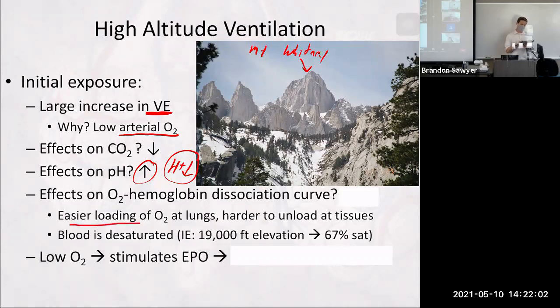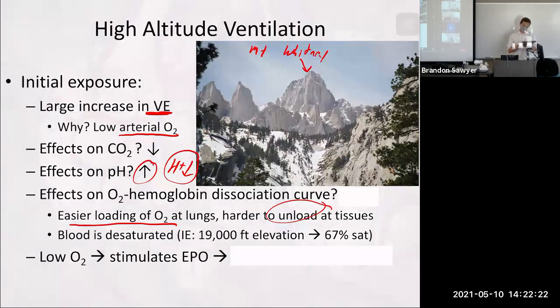Okay, so we get easier loading of oxygen at the lungs. This makes it a little bit harder to unload. But this is actually helpful, right? Because if your blood is a little bit desaturated, it doesn't have as much oxygen in it. If we shift that curve to the left, then it gets a little bit more saturated, right? And so this is a helpful thing that happens here.